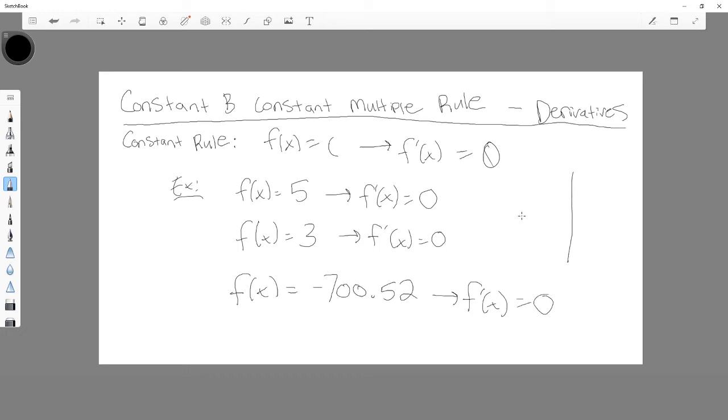And the way we can represent this graphically, say we had, let's do f of x equals 5. This is our line, and no matter what point it is, say, let's do like -2, the slope here is 0. Let's do like 7. The slope here would still equal 0. So no matter the x, it's always going to be 0.